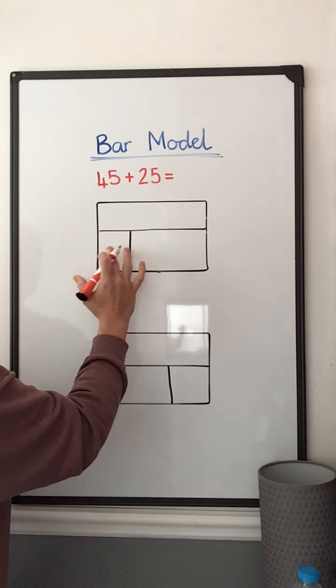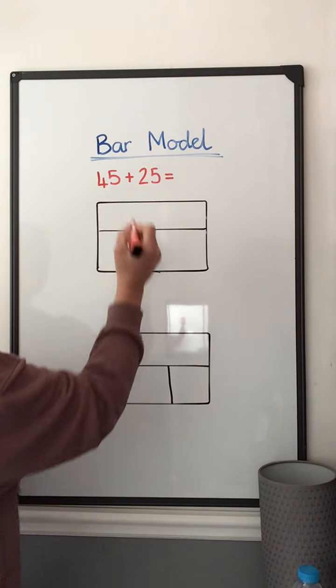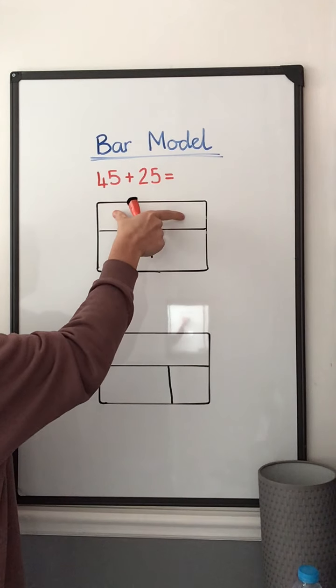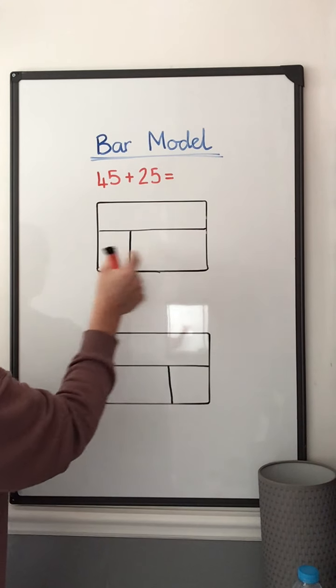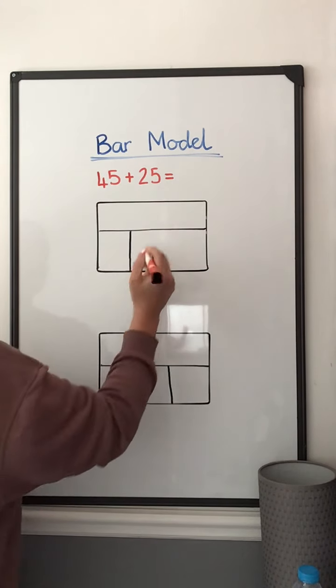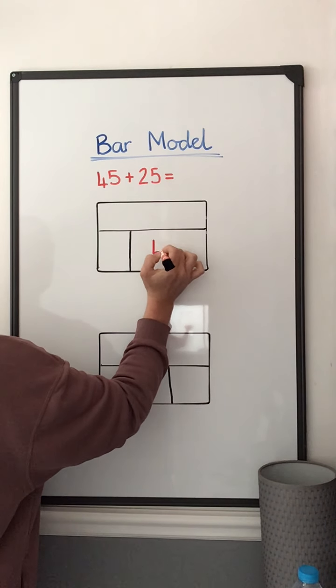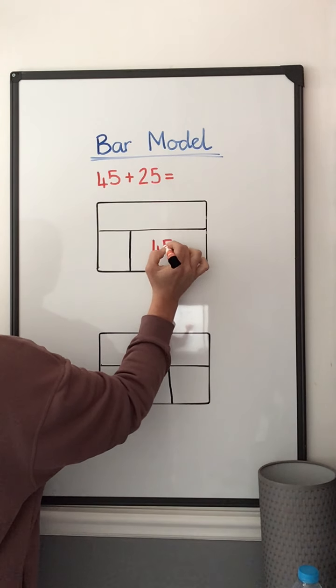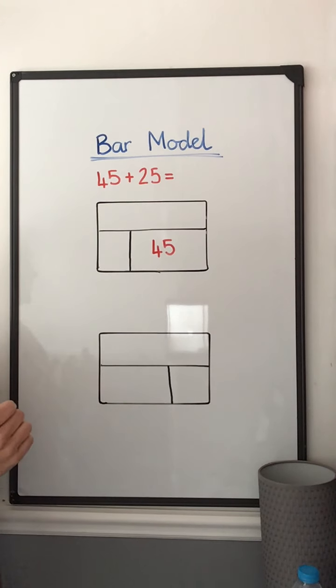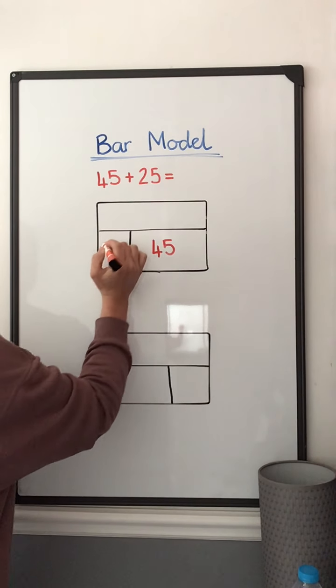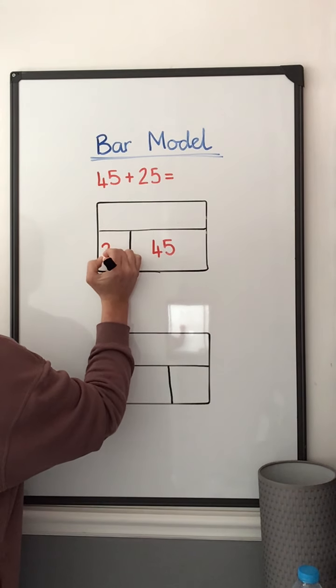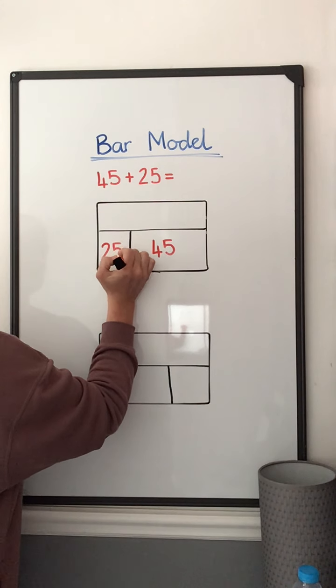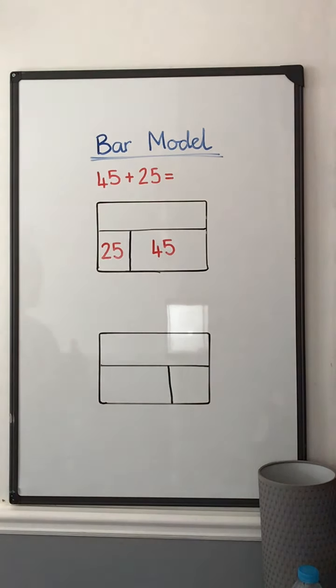I'm going to look at my bar model, and I've set this out already. So 45, this is my total at the top. I've got a part here and a part here. So this is bigger. 45 is bigger than 25. So I'm going to put 45 in here. I know the other part of my sum is 25, and that's the smaller part. So I'm going to put it in the smaller part of the bar model.